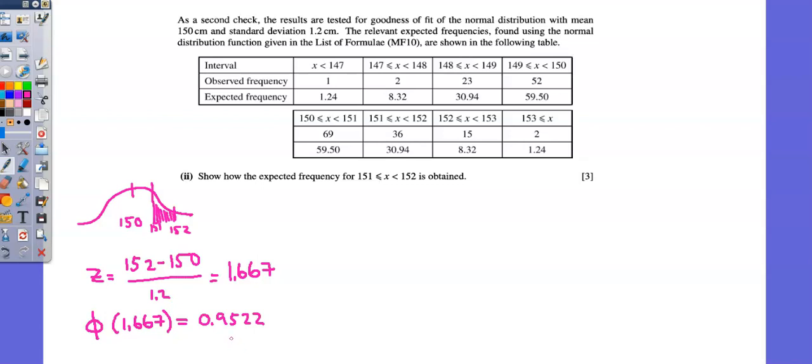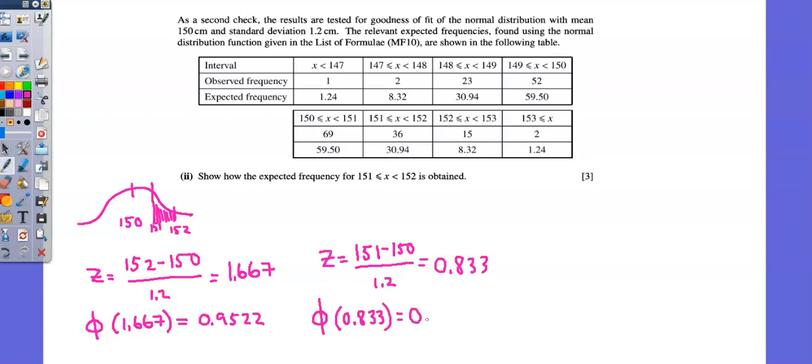What I want is, I don't want to start at the infinitely low end. I want to start at 151. So now I'm going to similarly find the z based on a measurement of 151. 151 minus the mean of 150 over standard deviation of 1.2. This gives me 0.833, and the resulting lookup gives me a probability 0.7975.